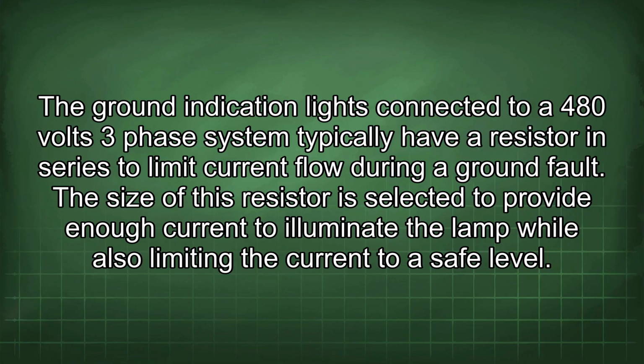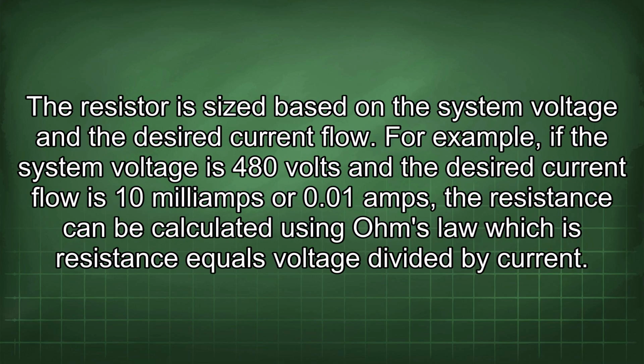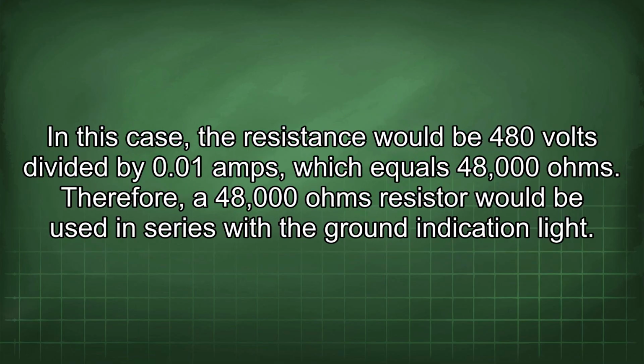The size of this resistor is selected to provide enough current to illuminate the lamp while also limiting the current to a safe level. The resistor is sized based on the system voltage and the desired current flow. For example, if the system voltage is 480 volts and the desired current flow is 10 milliamps or 0.1 amps, the resistance can be calculated using Ohm's law, which is resistance equals voltage divided by current. In this case, the resistance would be 480 volts divided by 0.1 amps, which equals 48,000 ohms. Therefore, our 48,000 ohms resistor would be used in series with the ground indication light.